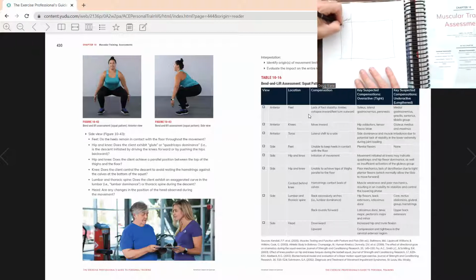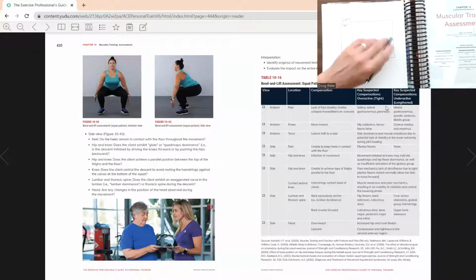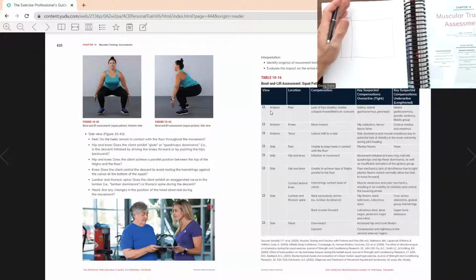And now look at the feet. What are all the different things that can happen at the feet? If you look at the feet from the front, you get this compensation issue with these compensations, overactive and underactive, and you would write those out. Get that? You can look at the feet from the anterior. You can look at the feet from the side. See what I'm doing? So feet from the front, feet from the side, and that's all you need, right?